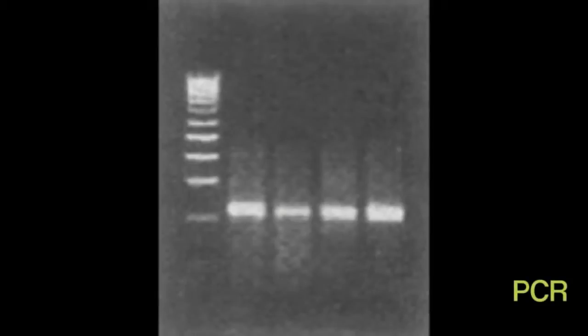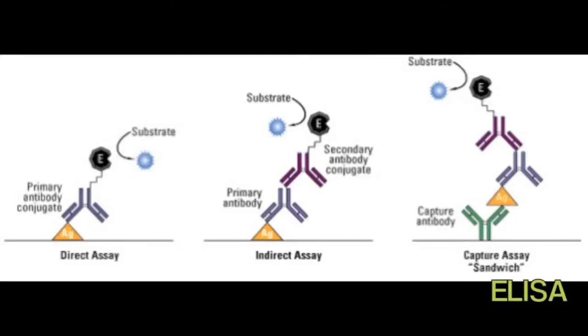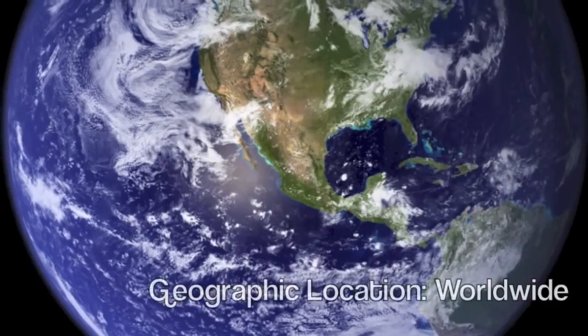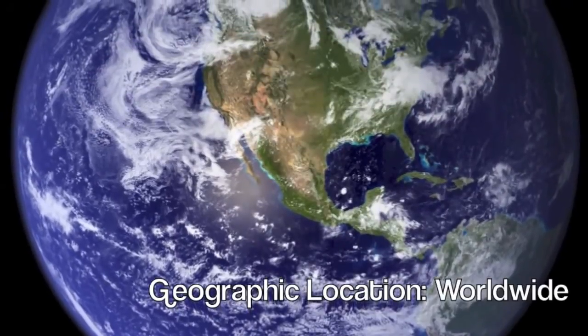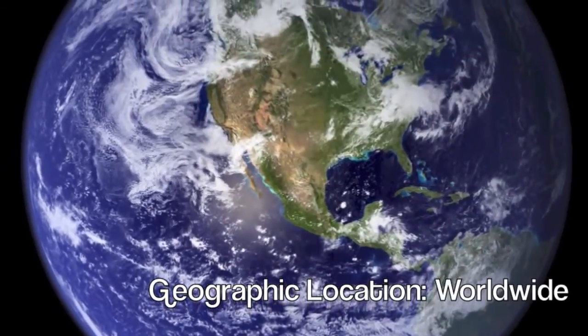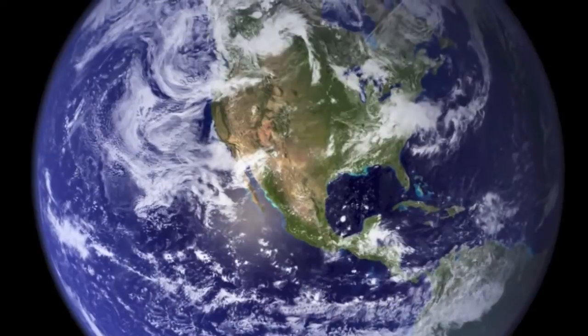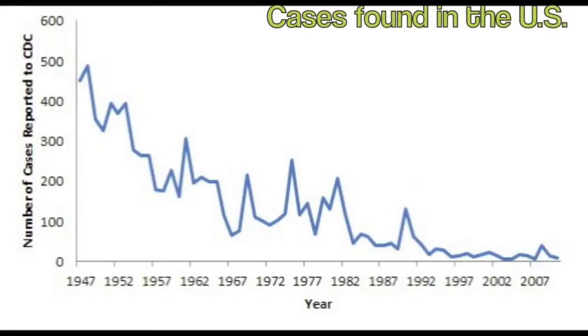Clinical labs may also use PCR, as well as immunological tests such as ELISA. Worldwide, there is an estimated 10,000 cases of trichinellosis occurring every year. Though in the United States, trichinellosis is reported much less commonly now than it was in the past.